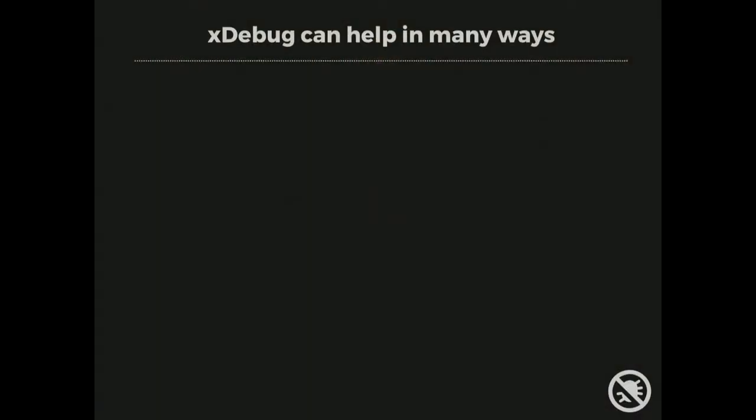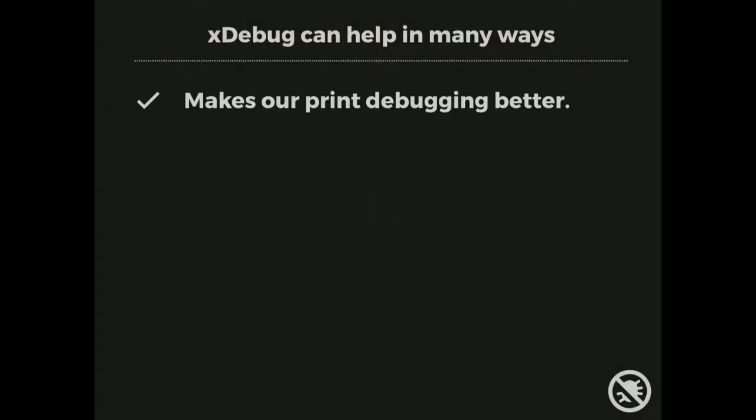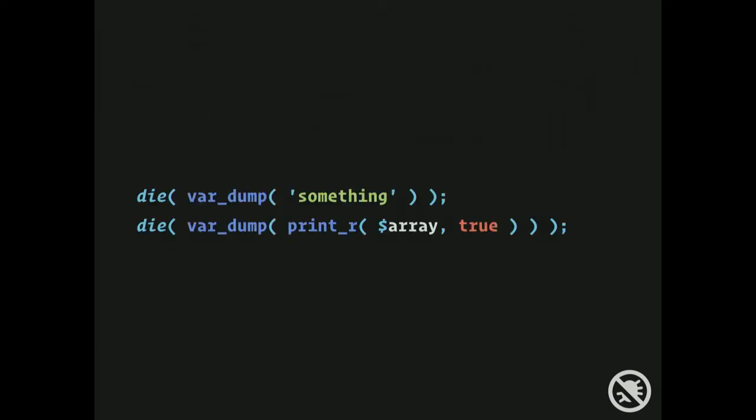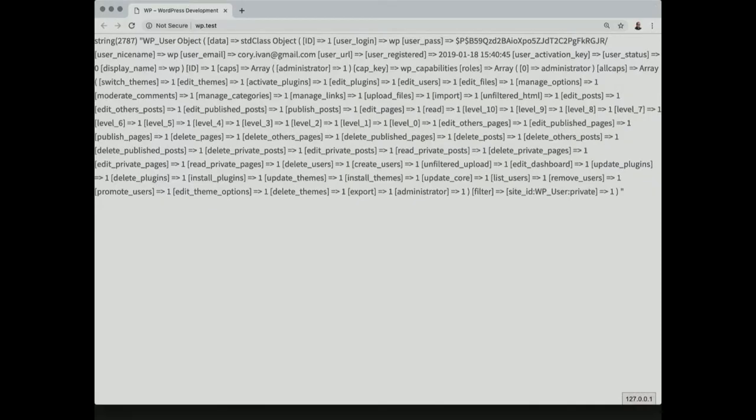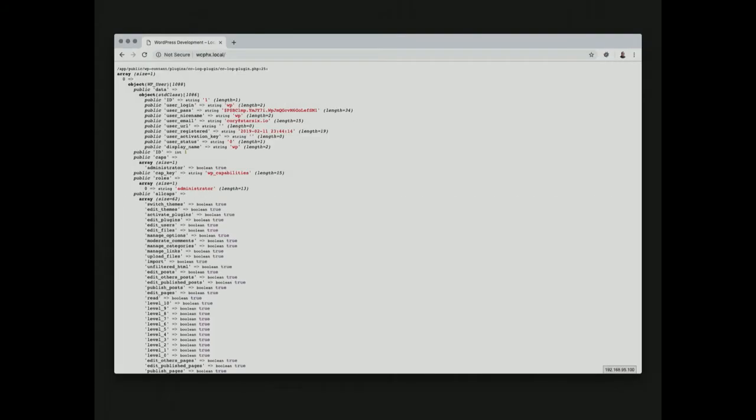So like I said, Xdebug can help in many ways. It can make our print debugging that we just talked about way better. So remember these die var dump statements. Well, it can turn die var dump statements from this, which is kind of hard to read, to look like this. So as soon as Xdebug is turned on and you use a die var dump statement, more than likely it will output something similar to this. Colors may change.